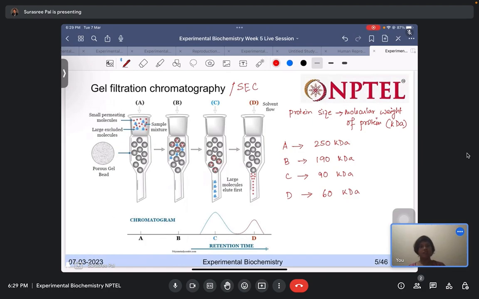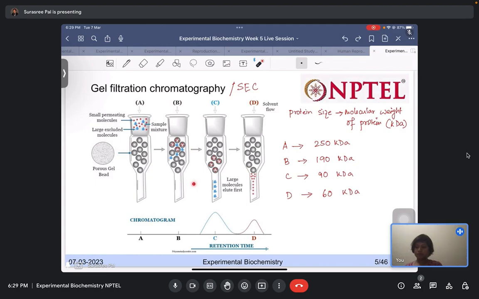So how do we separate these proteins based on their size or molecular weight? What we do is we allow the proteins to run through a gel filtration column. This is a gel filtration column, and you can see that there are porous gel beads packed inside the column. We load the sample in this column, and it will have small molecules as well as large molecules, based on molecular weight.